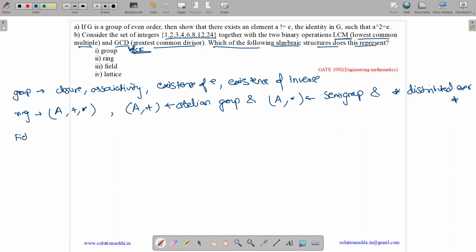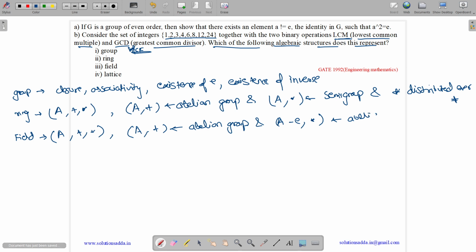And what is a field? A field is also defined on two operations, assume plus and star. Then something is a field, which means A comma plus should be an abelian group, and A minus the identity element e, with star, should be an abelian group, where e is the identity element, and similarly star should be distributed over plus. Okay, now let us see, what is an abelian group? An abelian group is nothing but a group with commutative property.